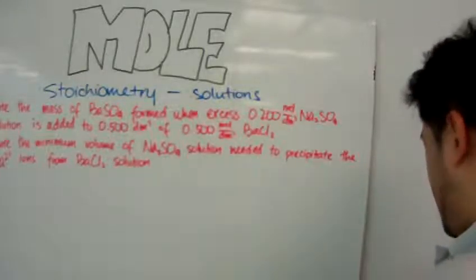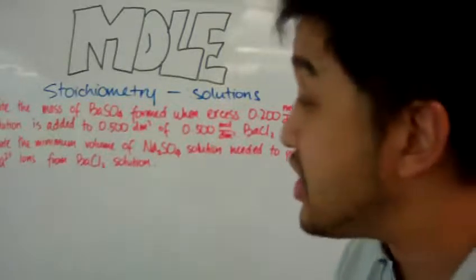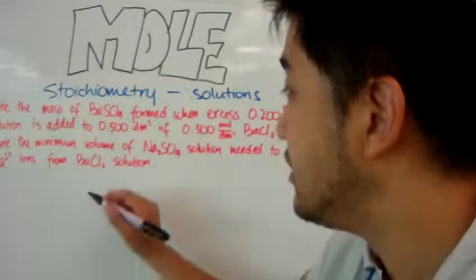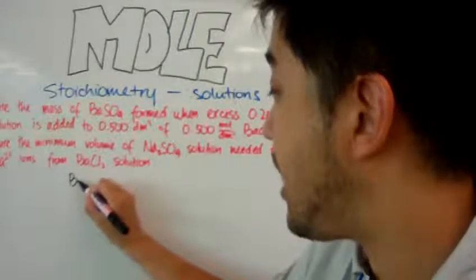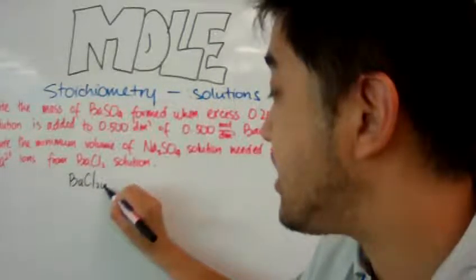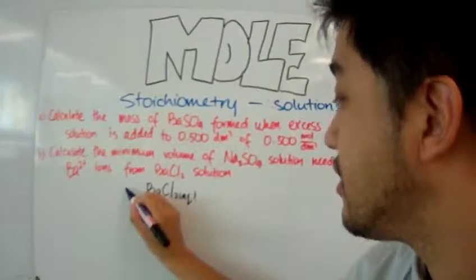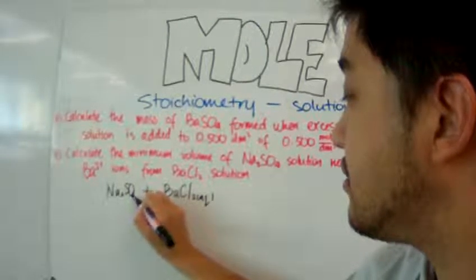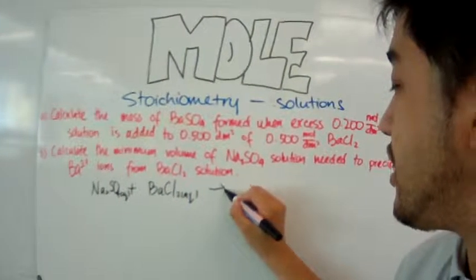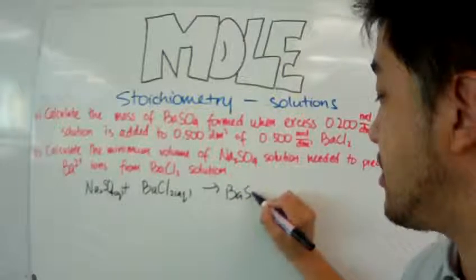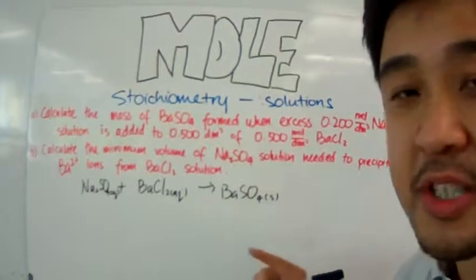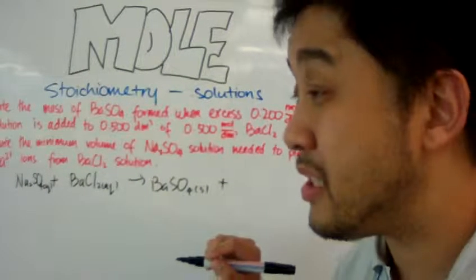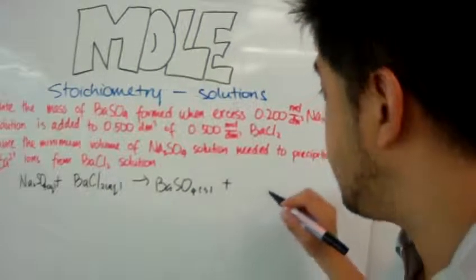as usual, we need to write down the balanced equation for the reaction of sodium sulfate and barium chloride. So, here we go. Barium chloride, and that's an aqueous solution, with sodium sulfate, giving barium sulfate, and that's a precipitate, okay? We know that by the solubility rules. You'll cover that a little later.